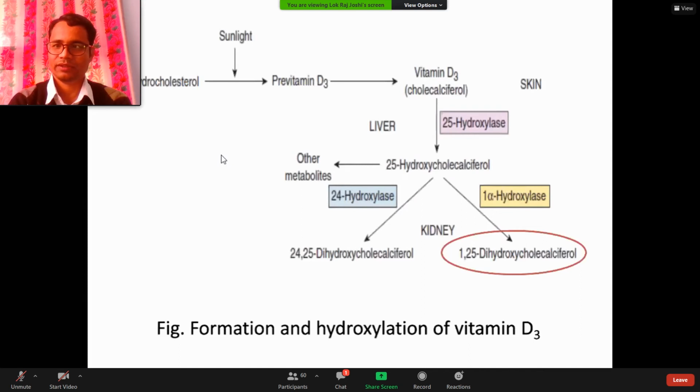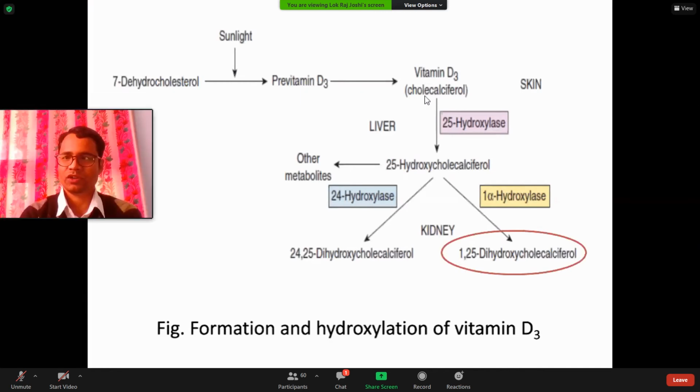And the reactions are summarized here. You will study them again in biochemistry. For now, just remember, in the presence of sunlight in the skin, 7-dehydrocholesterol is converted to vitamin D3, also called cholecalciferol. Now it is transported in the blood, and by the action of 25-hydroxylase in the liver, it is hydroxylated at the 25 position, and 25-hydroxycholecalciferol is formed, or 25-hydroxy vitamin D3.